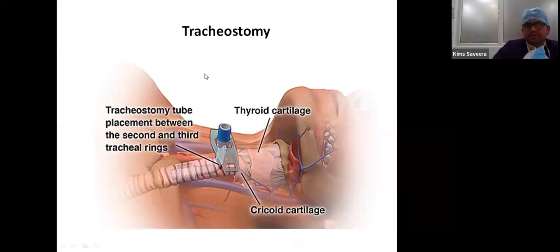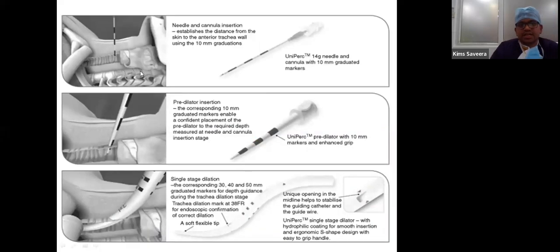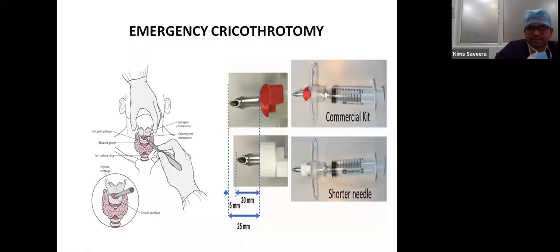Then this is a tracheostomy. Tracheostomy means the placement of a tube between the second and third tracheal rings. This is the technique generally we use, where we introduce the needle blindly between the second and third tracheal ring. Just after aspiration, we get air in, then we confirm that it is in the trachea. Then we have a pre-filled dilator, which we use. After the dilator, we have a specific device, the Union, which we use for dilatation, and then we place the tube.